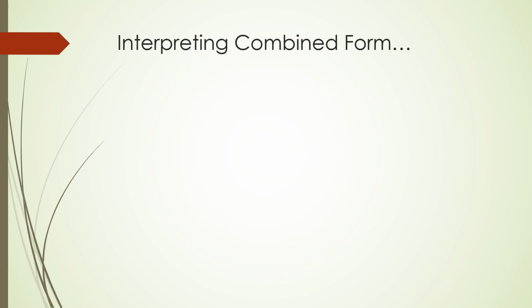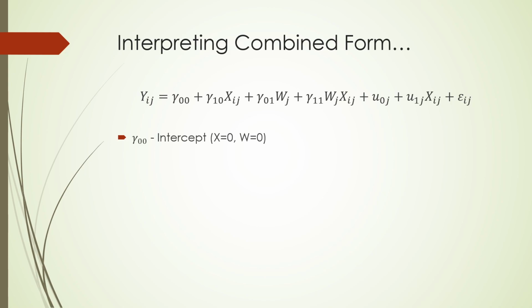Now, when interpreting a combined form, again, combined and hierarchical forms are the same, so these interpretations ultimately lead to the same thing. But when looking at the combined form, sometimes you think about it a little bit differently. As we talked about earlier, gamma 0,0 is the intercept. It's when x and w are both 0, and x and w are both just variables. X is a level 1 independent variable. W is a level 2 independent variable.